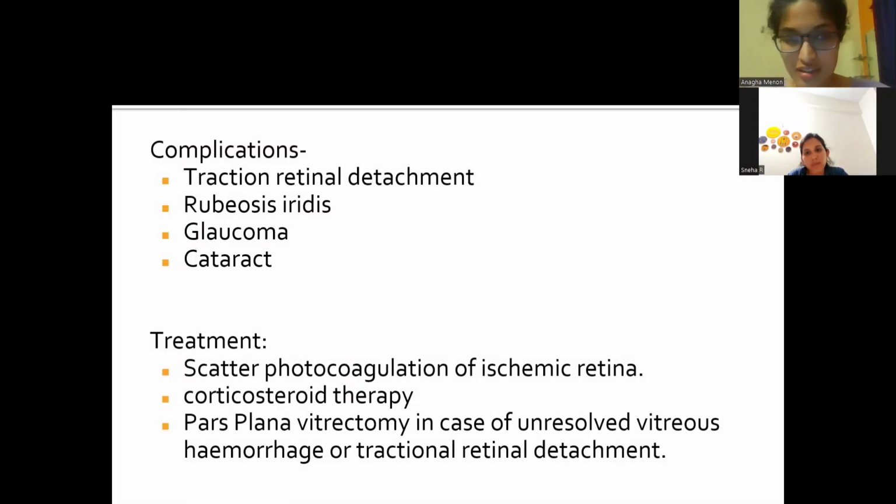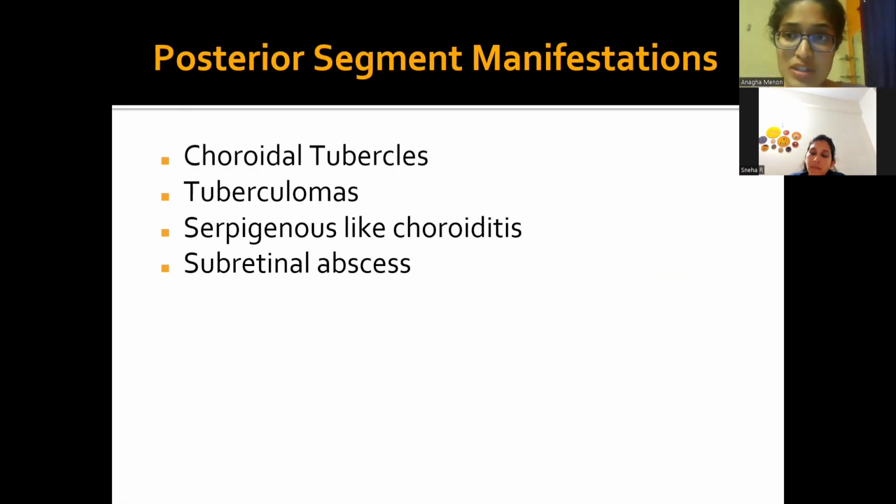See, the retina is such a structure. If you ask me in a funny way, I can tell it is just waiting to get detached. Okay, it's just such a sensitive structure. Whatever inflammation is there will spread to the retina, and the retina is going to be like waiting to get detached.